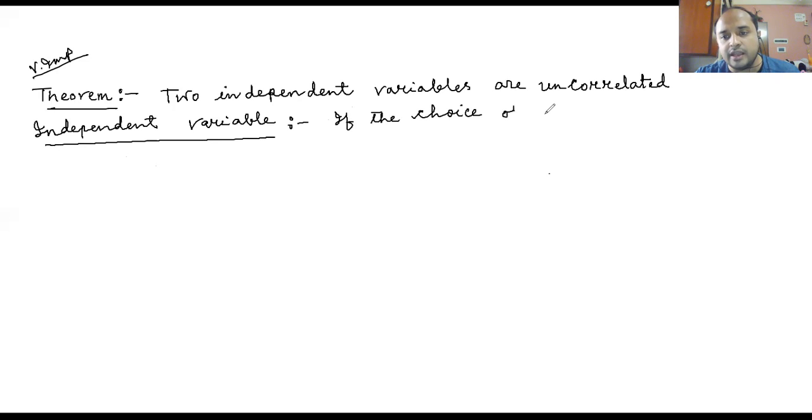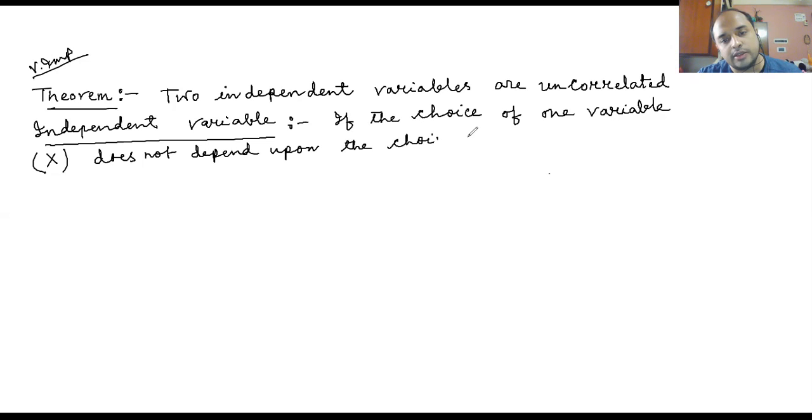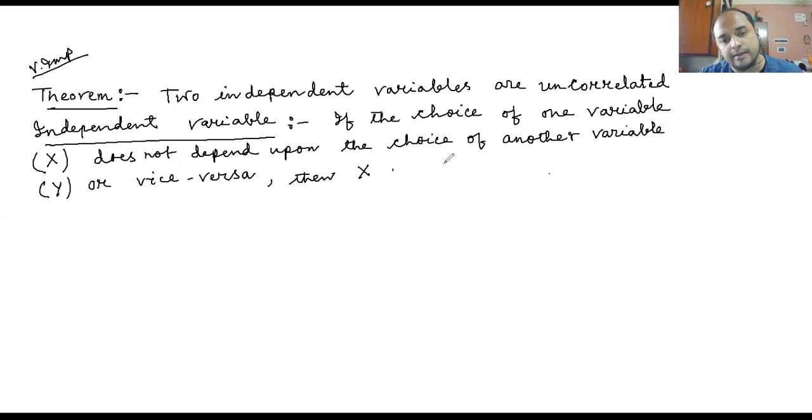So independent variables, to be brief: if the choice of one variable, say capital X, does not depend upon the choice of another variable, you note it in your copy, say capital Y, or vice versa, then the two variables capital X and capital Y are called independent.